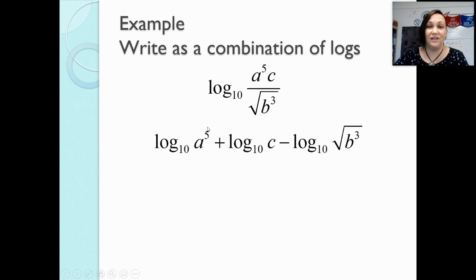So I have a log of a to the 5th, a log of c, and then minus a log of the square root of b to the 3rd.